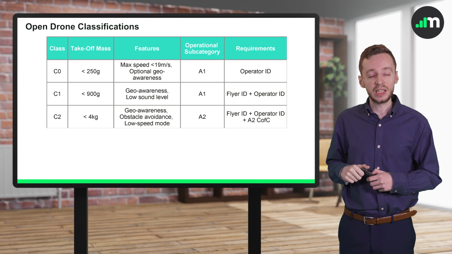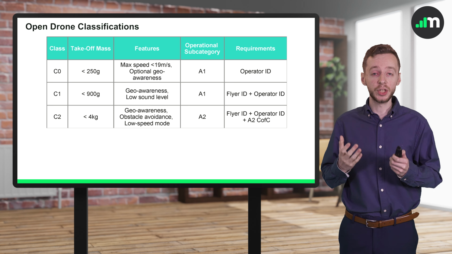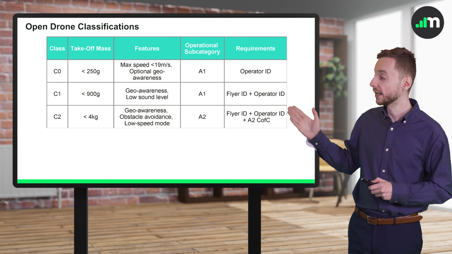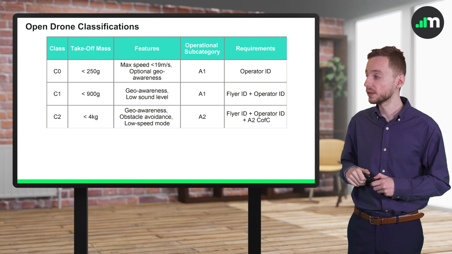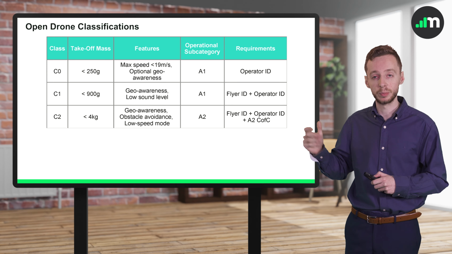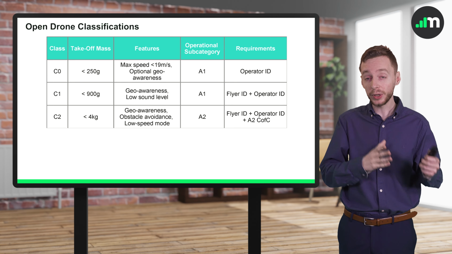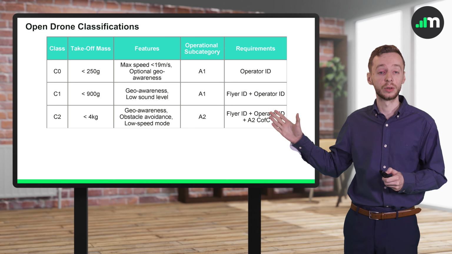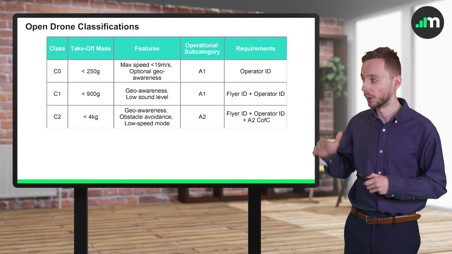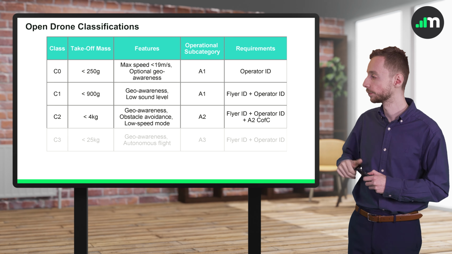Next, we've got the C2 category. So this is drones or UAVs that weigh less than 4 kilograms. These are required to have geographical awareness. They also have obstacle avoidance, and they can support low speed mode. So that's where we were discussing previously about the A2 category and how drones can be flown within 5 meters of people if they support that low speed mode.